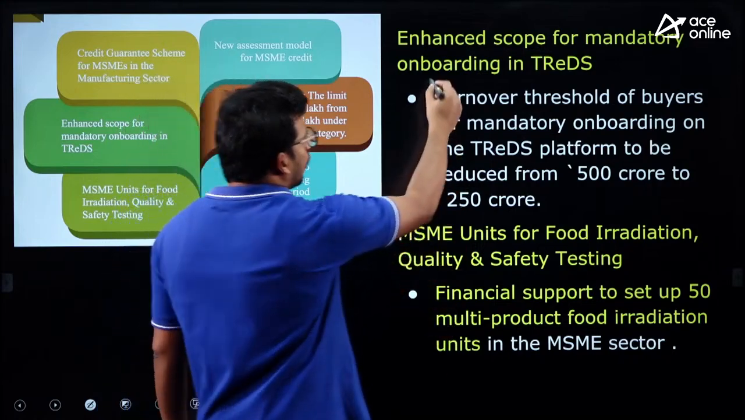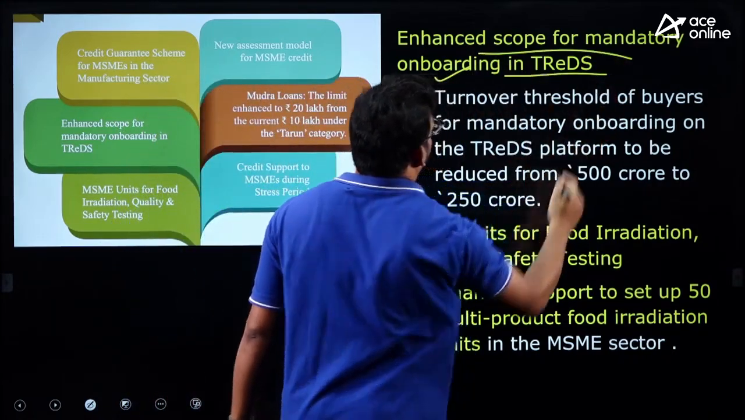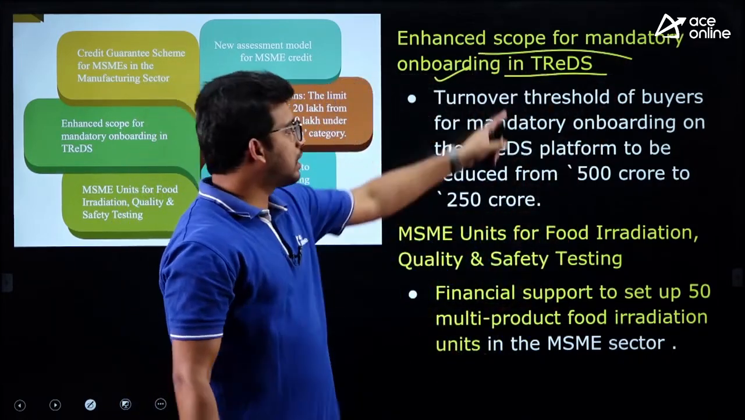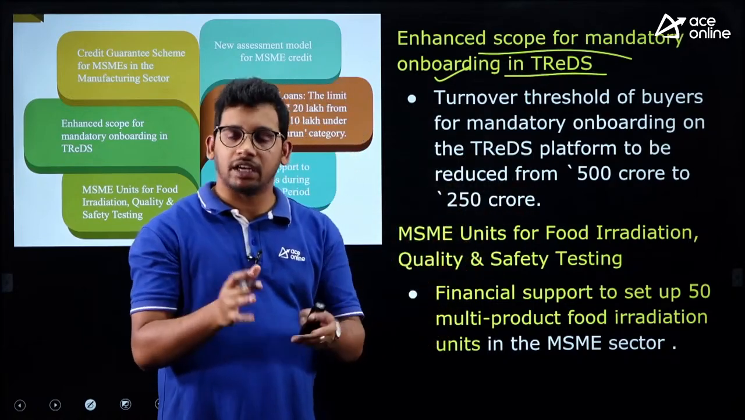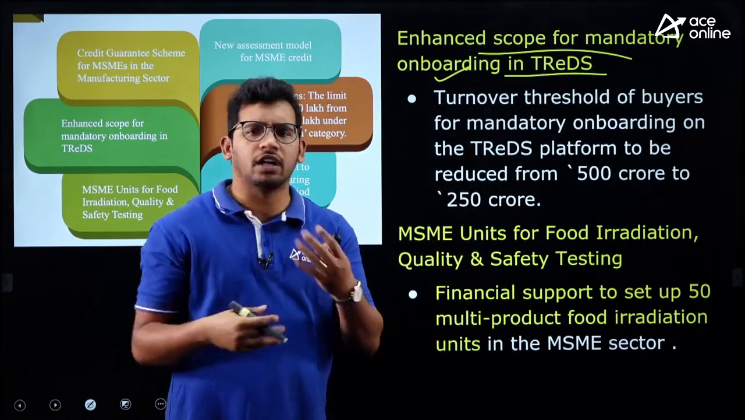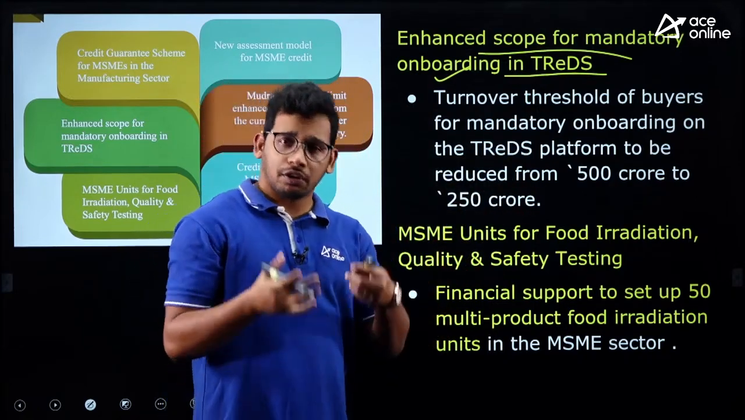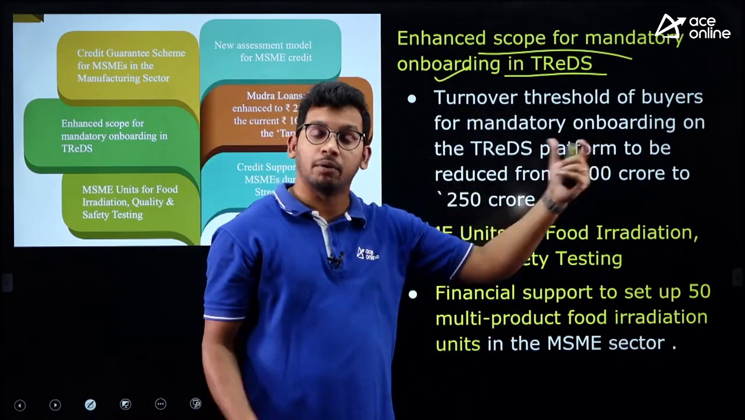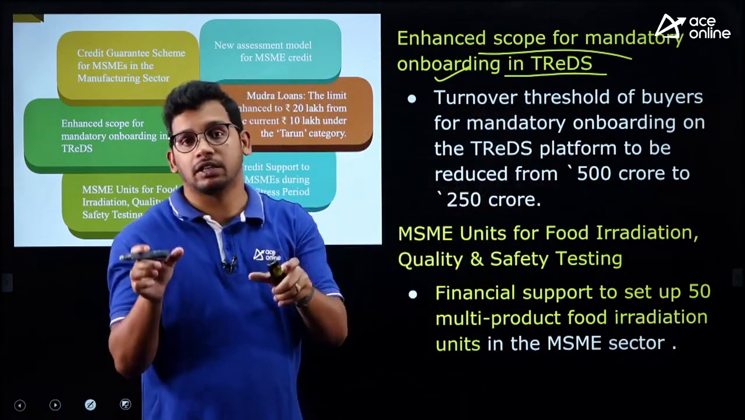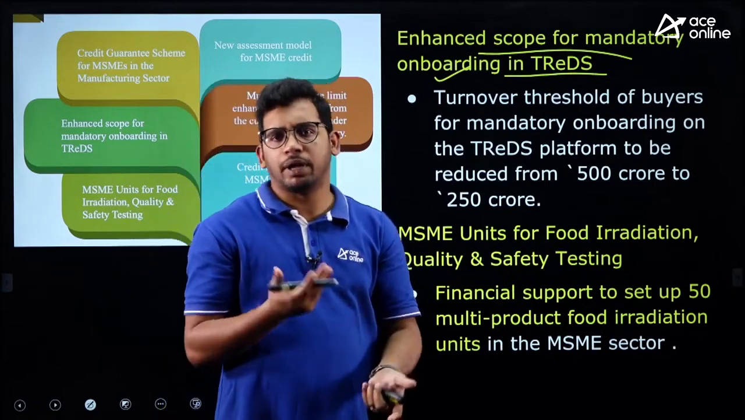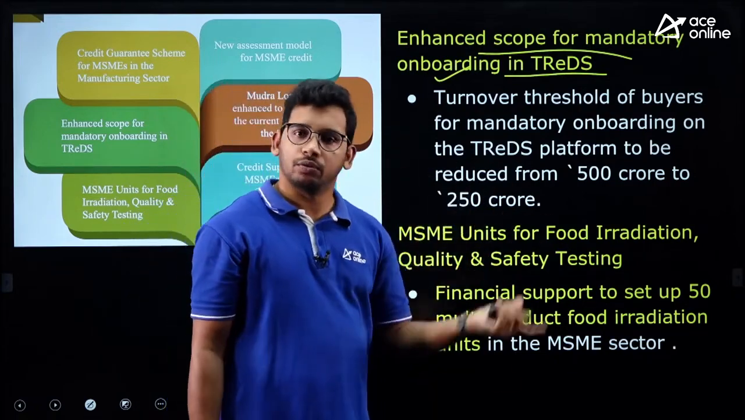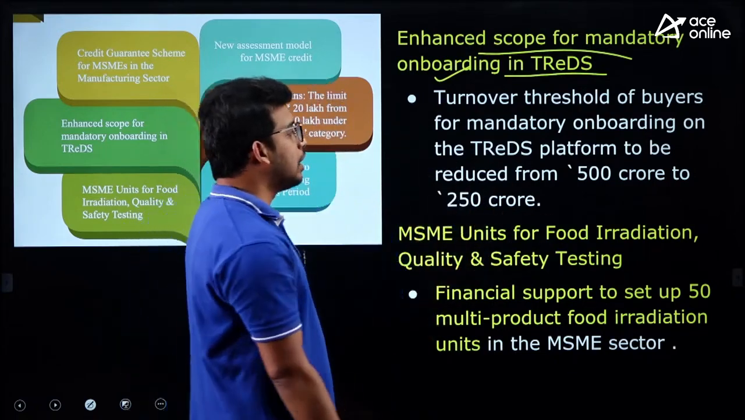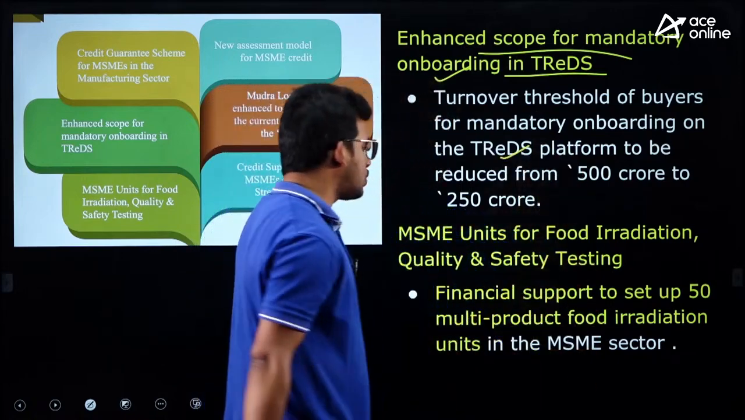Now it is also going to encourage mandatory onboarding of TReDS. TReDS is a platform, like a website, where MSMEs will register and take funding and all these activities. They are pushing MSMEs to register under the TReDS platform so that the government can track their performance, and whatever benefits they are going to get, they will get through this platform. So this was being encouraged.